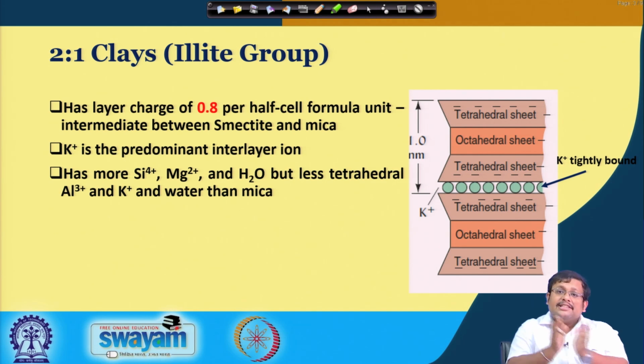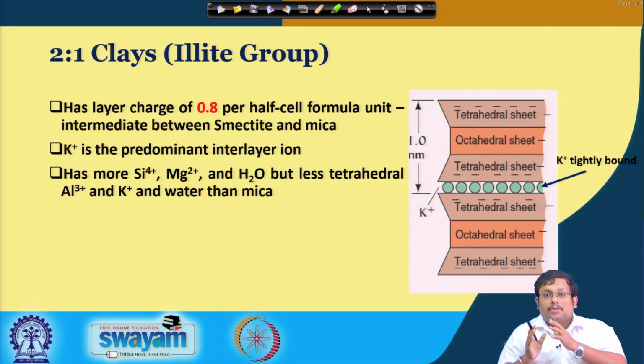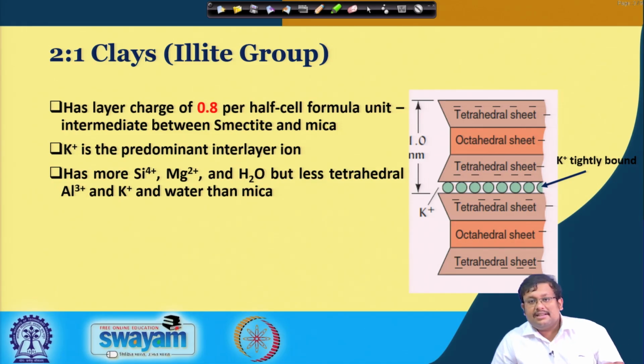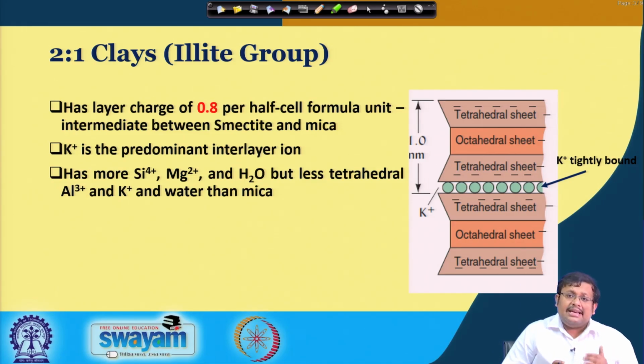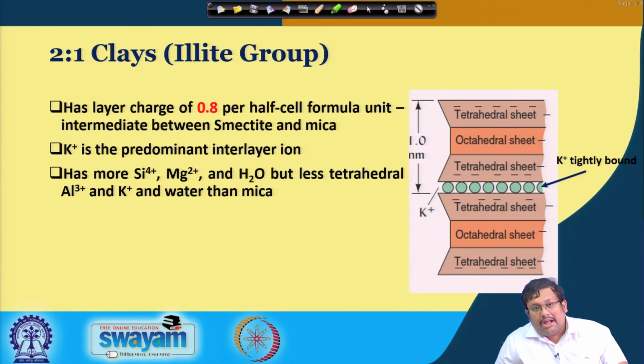Now, let us move ahead and see another very important 2:1 type of clay mineral, that is illite. Another name of illite is fine mica. It is basically a weathered product of mica and it has a layer charge of 0.8 per half cell formula unit, which is intermediate between smectite and mica.